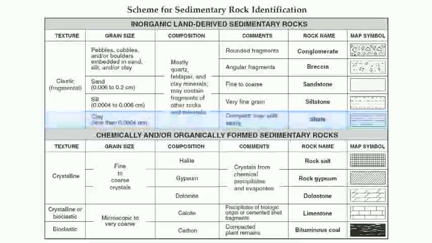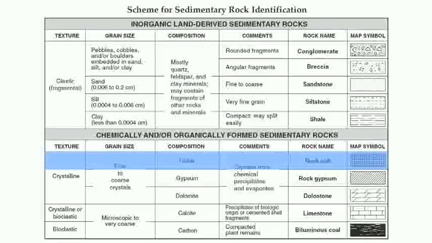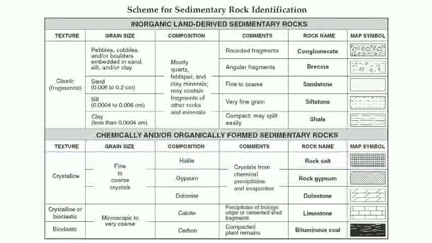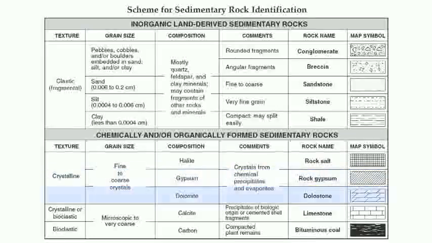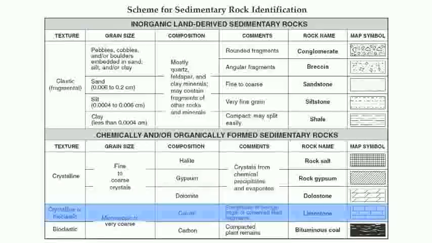Below that you get your crystalline rocks. These rocks are what we call monomineralic. It means that their composition is only made up of one mineral. So you get rock salt, rock gypsum, which is made up of gypsum, dolostone, which is made up of dolomite, and finally limestone, which is made up of calcite. Those are all monomineralic rocks. And you notice in the comments, they're made up of crystals from chemical precipitates and evaporites, so made through the precipitation or evaporation of water.